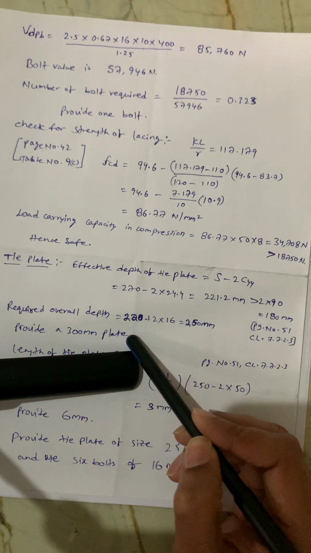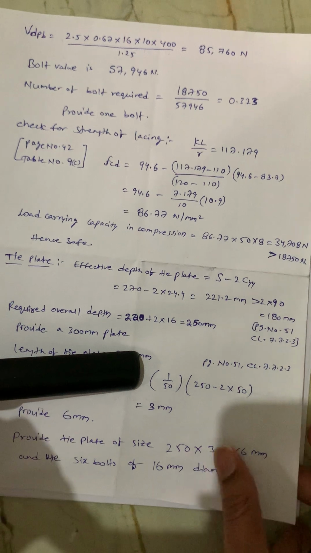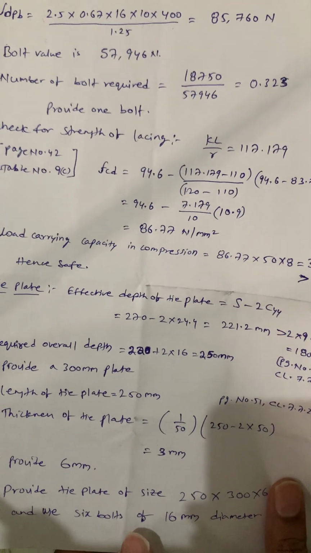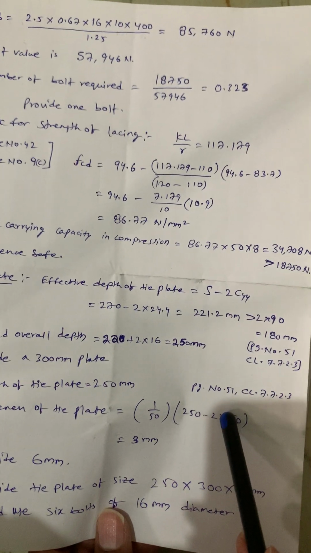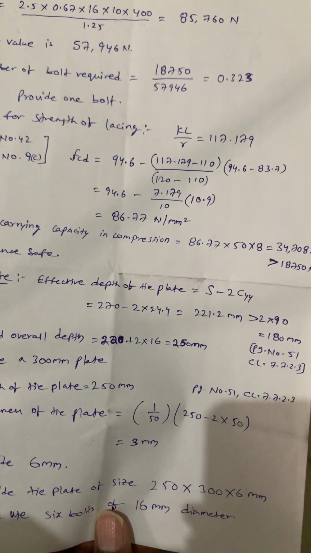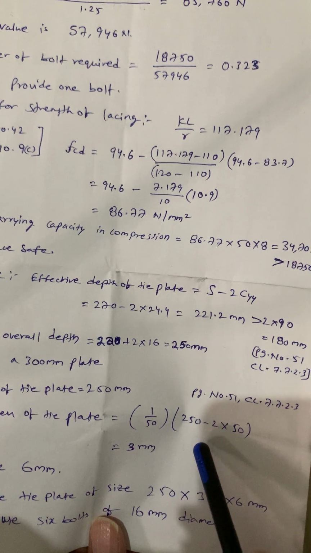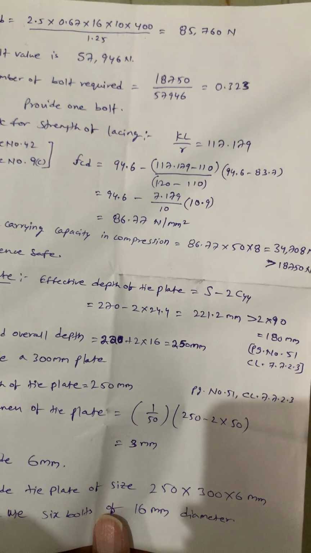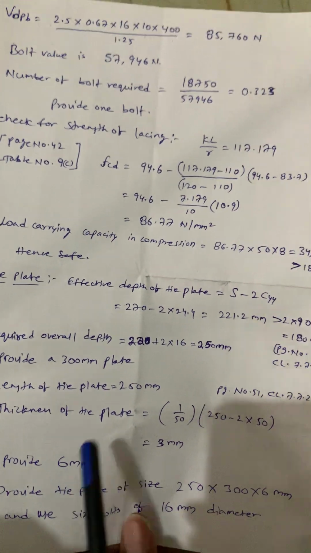I'm considering a 300 mm plate. Provide a 300 mm plate to withstand the design, sorry, the tie plate. So the thickness of the plate, again, is available in page number 51, clause number 7.7.2.3. The code is specifying the same thing, like 1 by 50th times of 250 minus 2 into 50, that is 3 mm I got. So minimum we are providing 6 mm thickness of the tie plate.